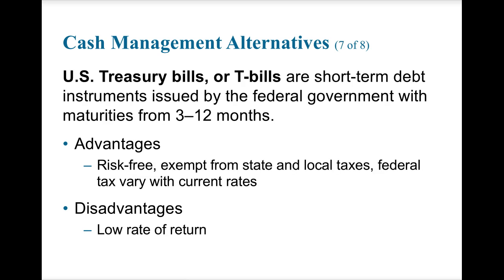You could also buy U.S. Treasury bills, or T-bills, and these are shorter-term debt instruments that the government offers, usually 3 to 6 months, that are risk-free. They're exempt from state and local taxes. You still do have to pay federal taxes on them, but they generally have a low rate of return, and they might be awkward to initiate the initial balances and transfer the money.